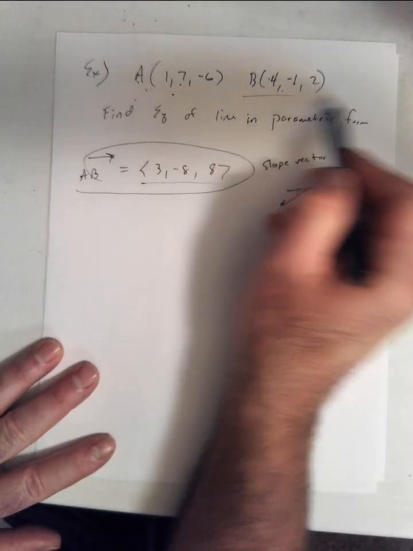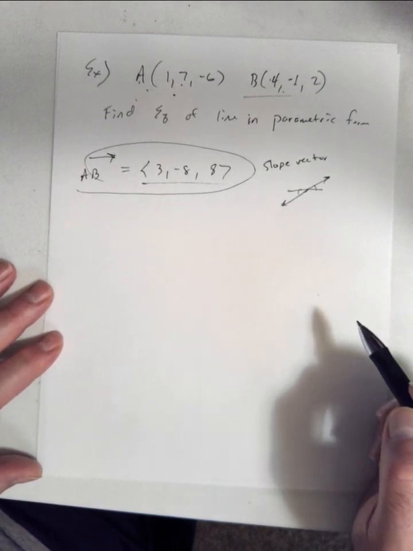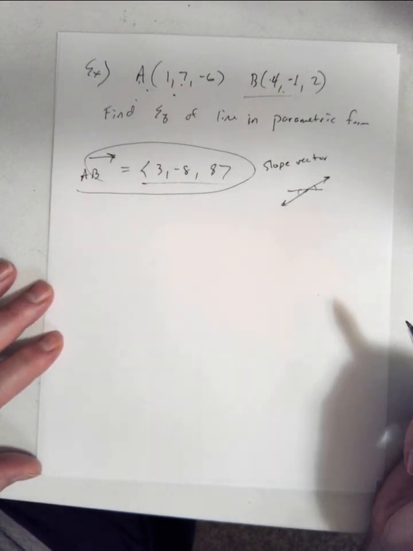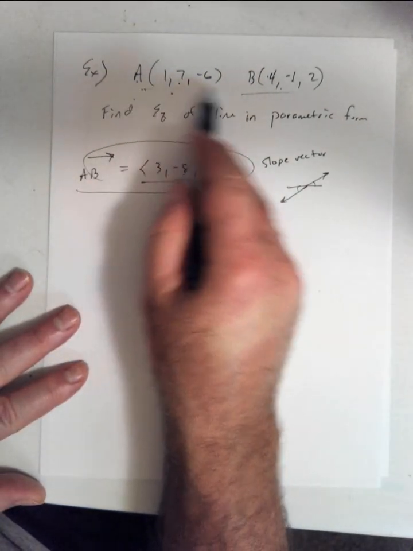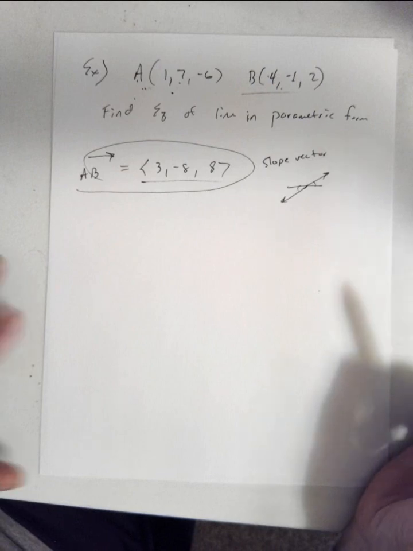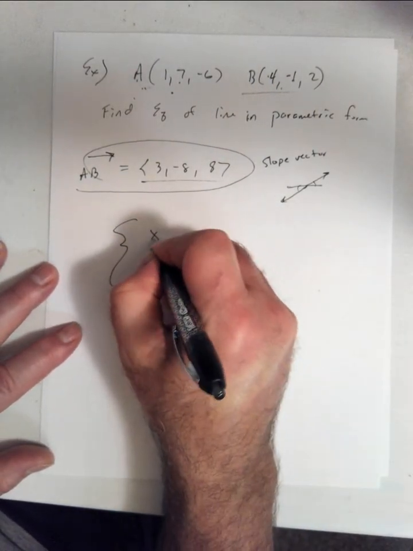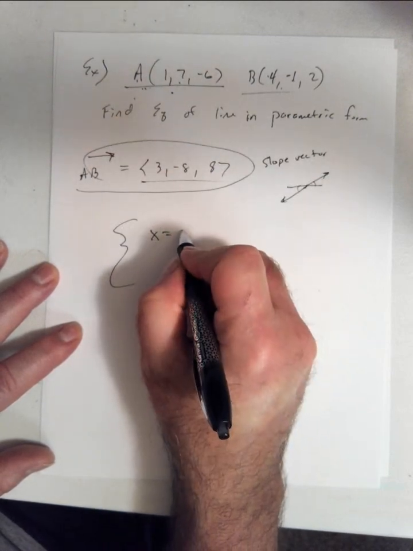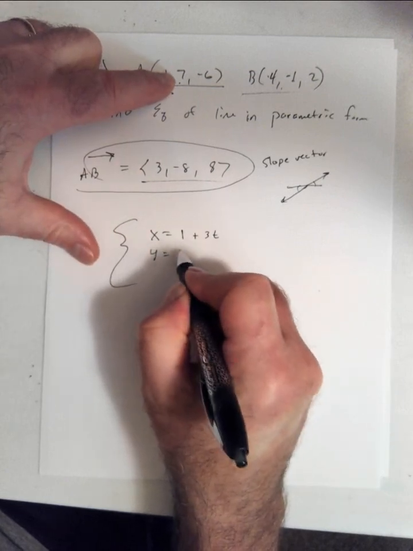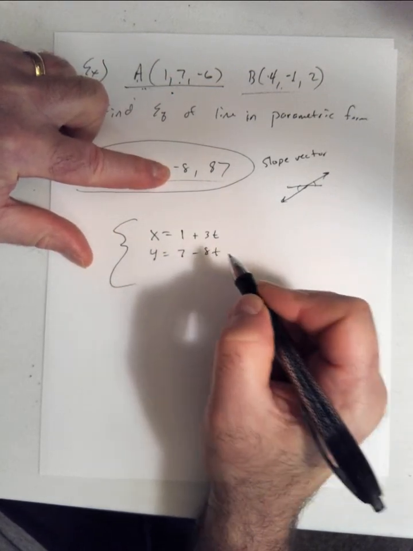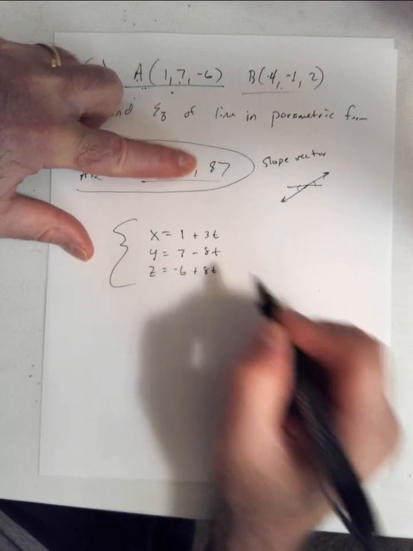and I've got 2 points. So which point do I use? Well, when you were doing point slope, which point did you use? Answer, it doesn't matter. Makes no difference which point you use, they're both going to work. So I'm just going to skip the intermediate step here, jump right to x equals, and if I choose point A, 1, remember this is my slope vector, y equals 7 minus 8t, and z is equal to negative 6 plus 8t.